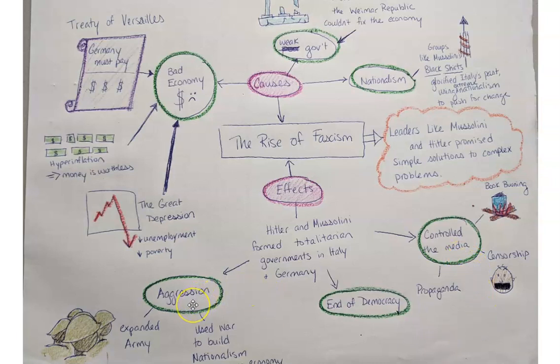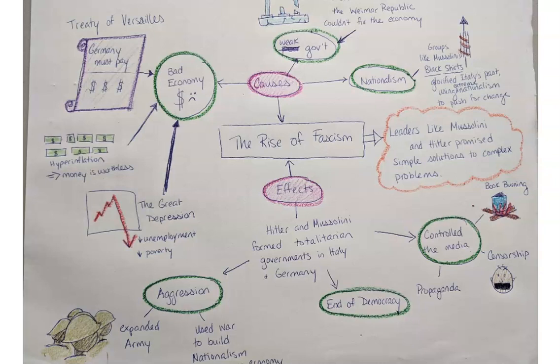For aggression, what that meant is that they were being aggressive, and Mussolini and Hitler, they both expanded their armies, and they both used war to build nationalism and to improve its economy. Over here, I wrote end of democracy, because now they are totalitarian governments. And I also wrote that as totalitarian leaders, they will control the media through doing things like book burning, censorship, and propaganda.